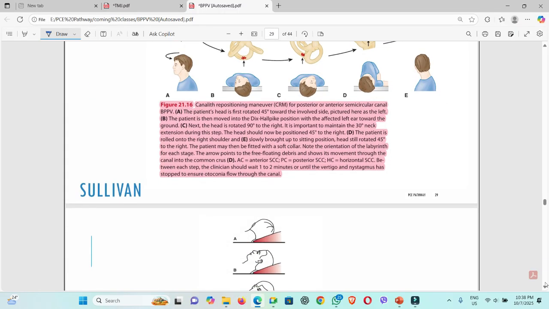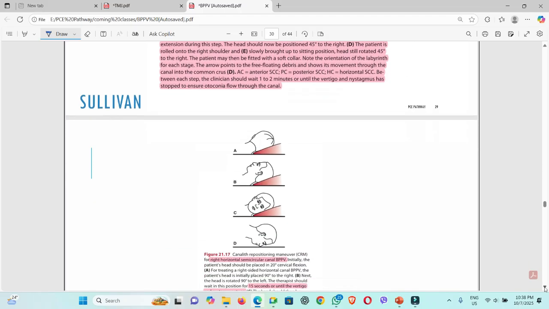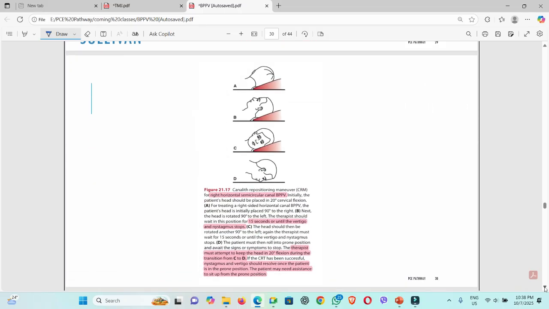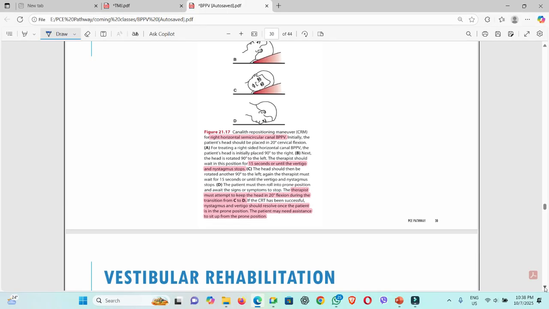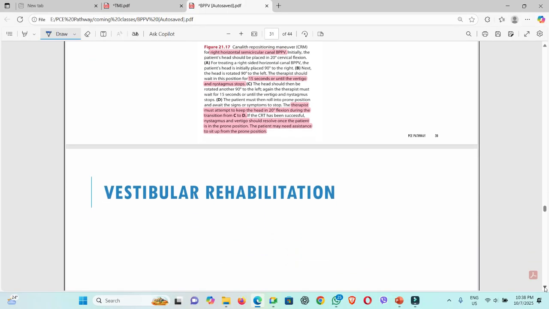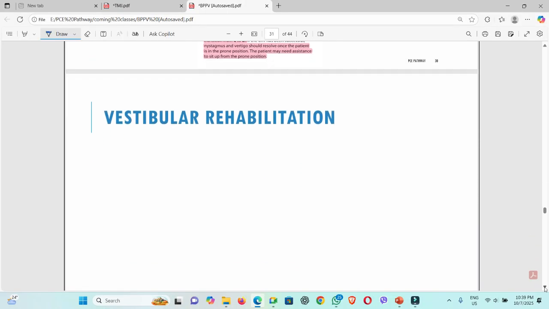This is from Suleiman, guys, okay? Another procedure, we have already discussed it. If you want to read it, you can read it.